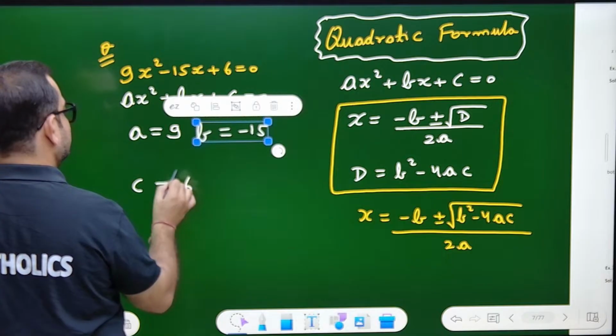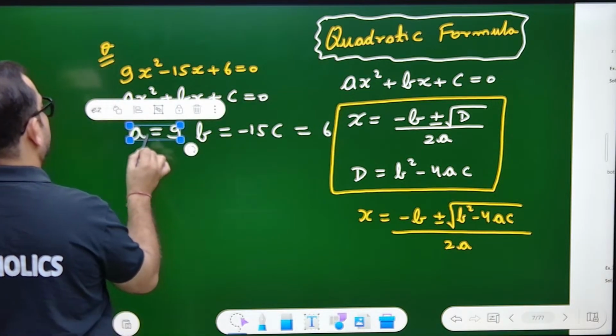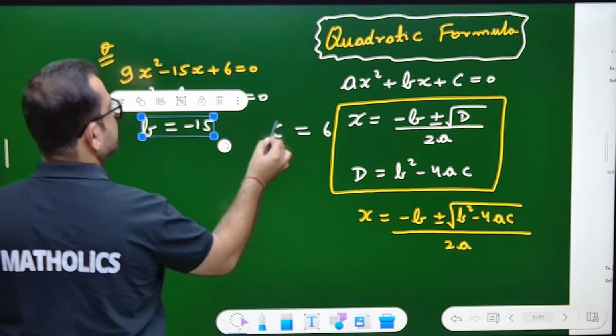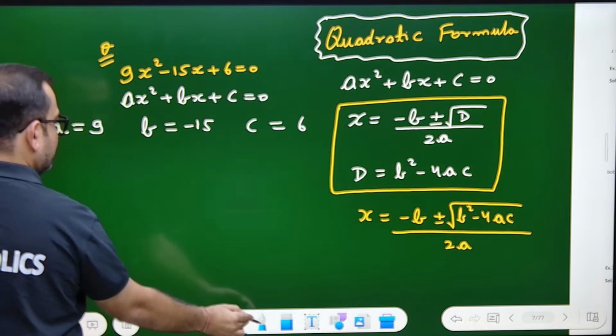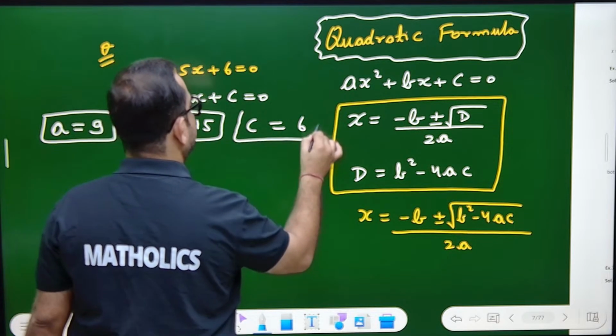ABC I have written like this, right? A is this, B is this, and C is this. The values of A, B, and C must be written like this first. Then only it will be easy to use. So A is what? 9. B is what? Minus 15. C is what? 6.